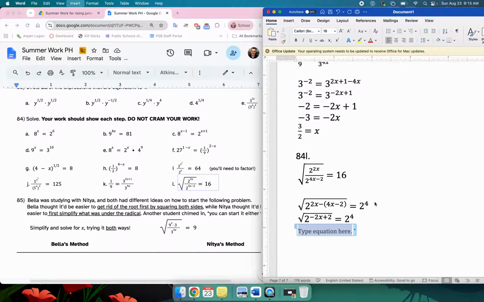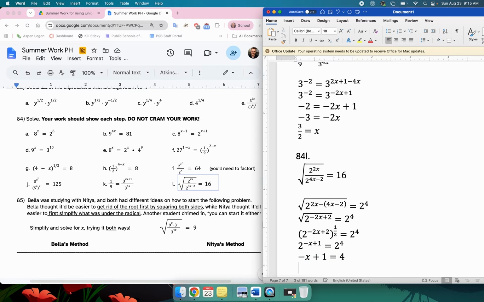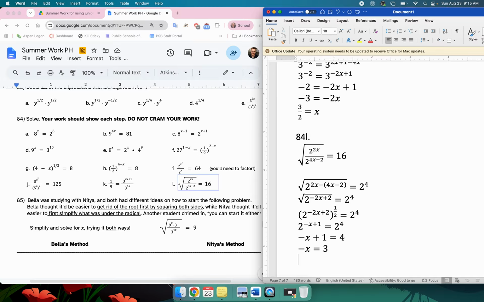Yeah, and then you could square both sides if you wanted. I'll just view the square root as a power of 1/2 though. So multiplying the exponents, I get negative x plus 1 equals 2 to the 4th. So negative x plus 1 is equal to 4, so negative x is equal to 3, so x is equal to negative 3.